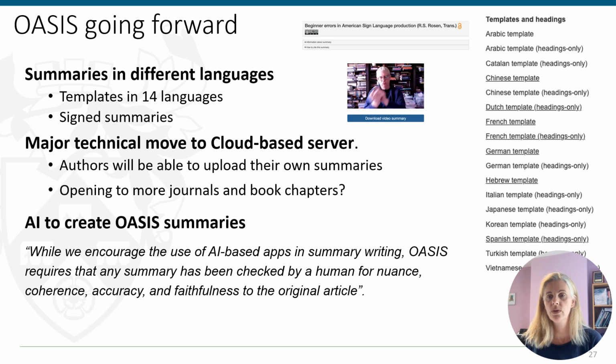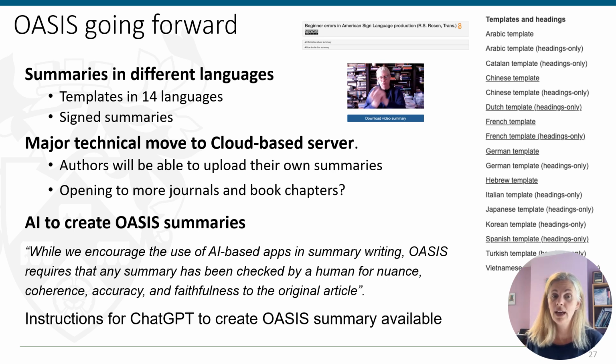So, of course, ChatGPT can be used to help create a summary, and we find that this shaves about an hour or two off the process, but we ask that all of them are checked by a human for coherence and fidelity to the original study. In fact, we have some instructions for ChatGPT to create OASIS summary, and please get in touch if you'd like to see what our instructions are.